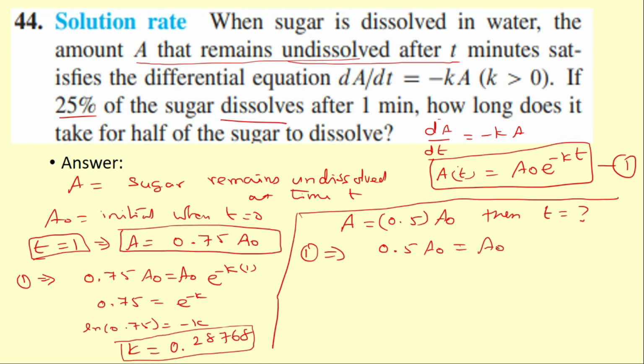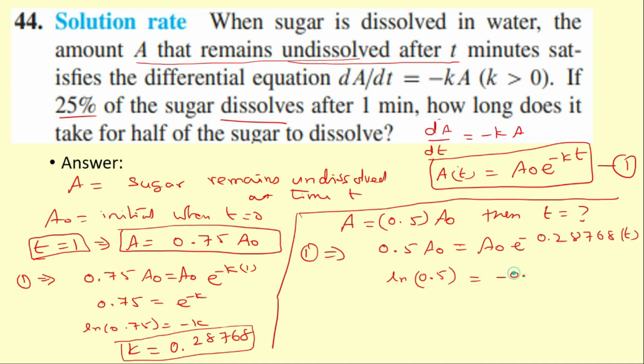On the right hand side, A0 e raised to minus k value is 0.28768 times t. We need to find t. Can divide A0 on both sides and take ln. It will be ln 0.5. So A0 cancels on both sides. Ln will remove the exponential.